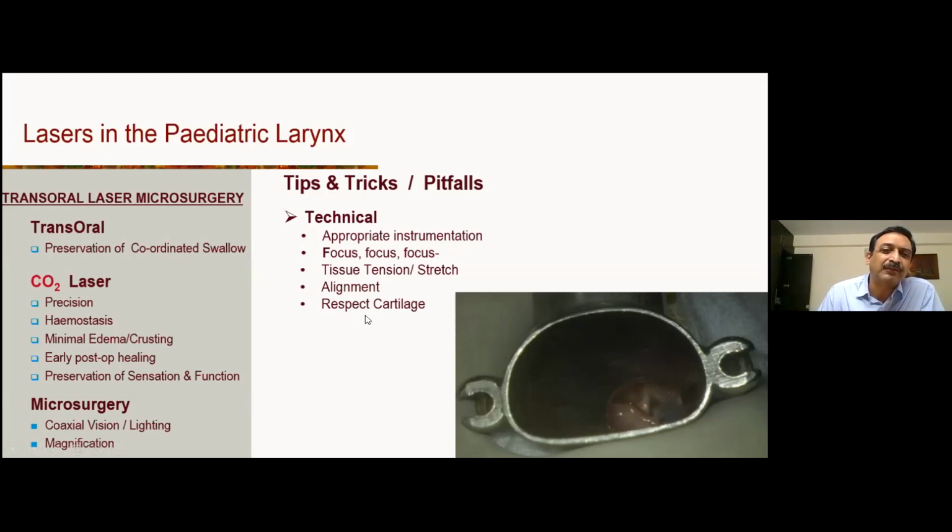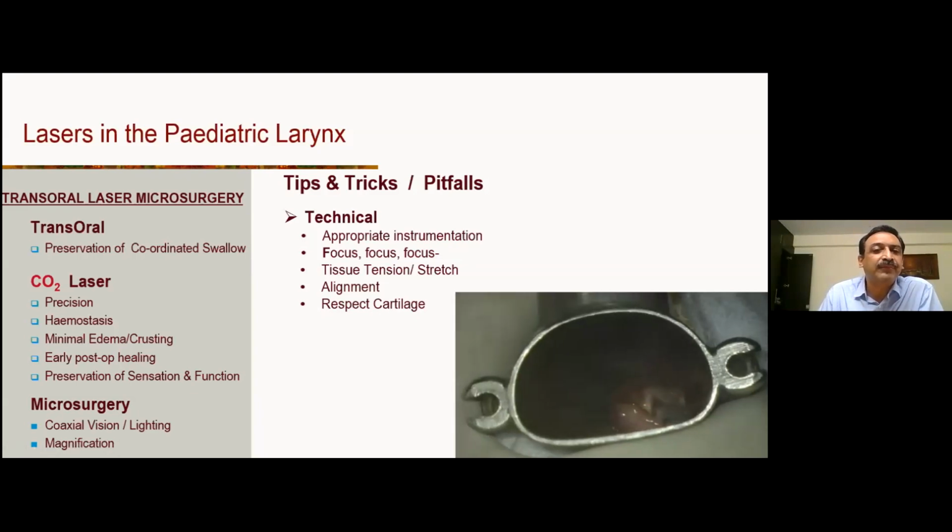When I say respect cartilage, obviously that means respect the thyroid and the cricoid. You can cut the epiglottic fibrous cartilage quite well with the laser. And even with cartilage, certainly the pediatric cartilage tolerates the laser fairly well, but the adult cartilage with its calcification and avascularity is bound to give rise to granulations if you're going to use the laser too much on it. So used right, it's a great instrument.